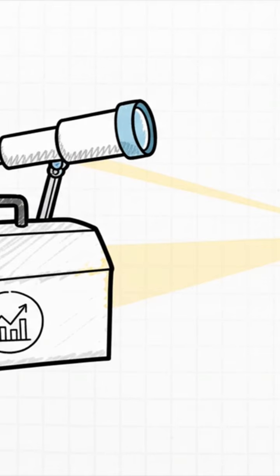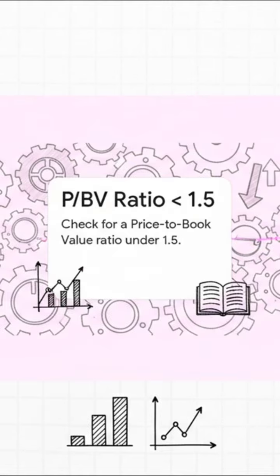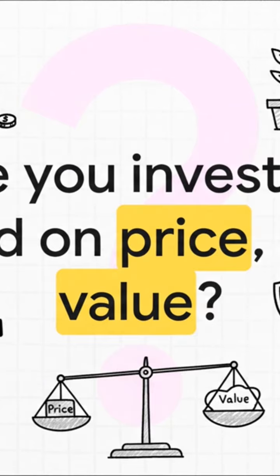So the whole point is, these ratios help you look past the price tag to find a company's true value. And here's a quick little tool right from Warren Buffett's playbook to help you start your own search. And that brings us right back to where we started. So, are you investing based on price or on value?